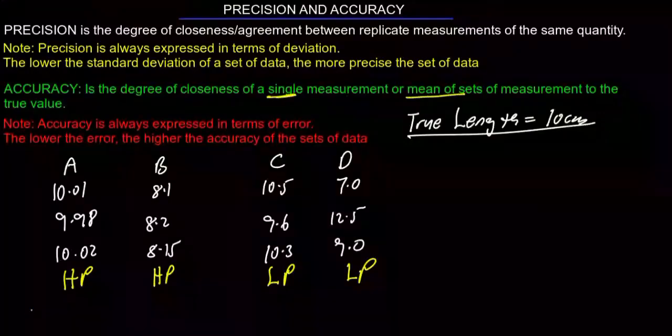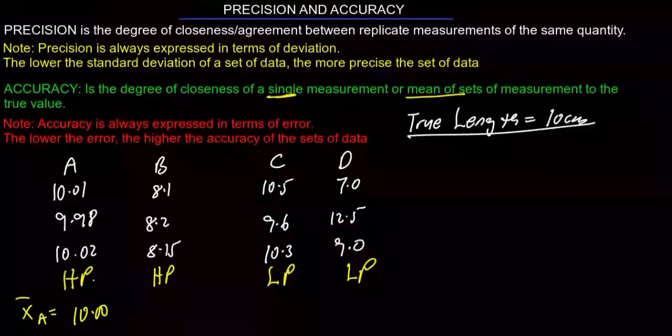So let's calculate the mean of A. The mean of A, that is, add everything together and divide by 3. That's the average. 9.98 plus 10.02, then divided by 3. This gives me 10.00. So I'll take it to 2 decimal places, just like I have here.